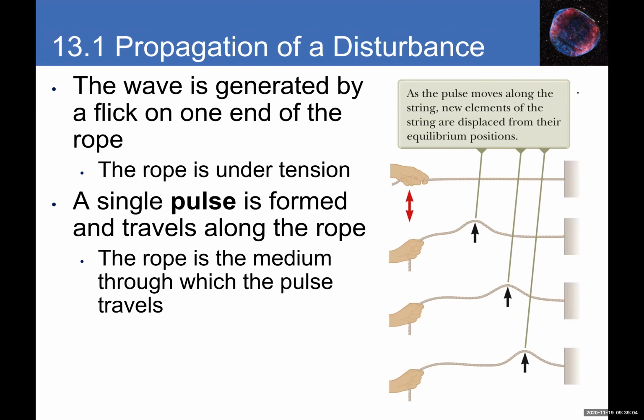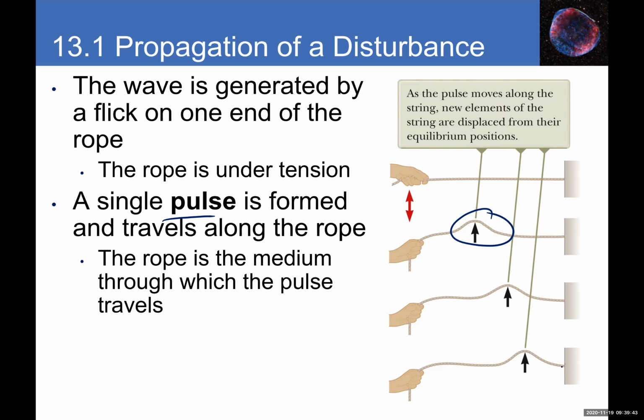All right, so here's an example. The wave is generated by a flick on one end of the rope. So you take the rope, you basically generate a single pulse. This is known as a pulse, and it is then traveling to the right, even though the medium itself just stays there. But what you have here is you're basically generating a wave by disturbing the medium. You can have one flick to create one pulse, or you can continuously do that to generate wave after wave after wave. And the wave then will be moving to the right.